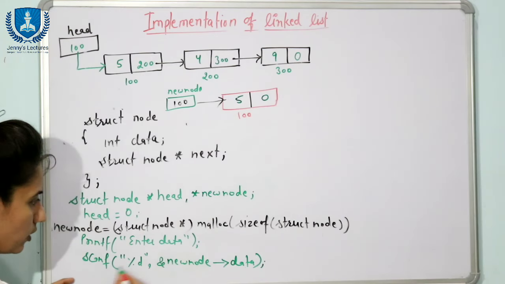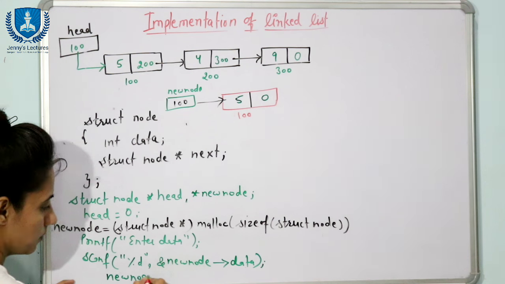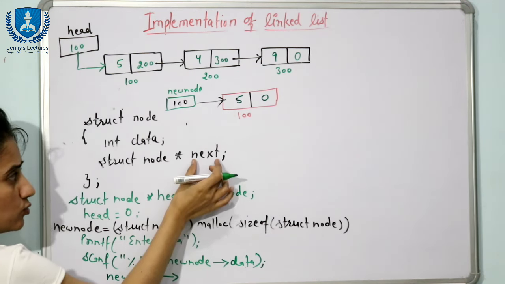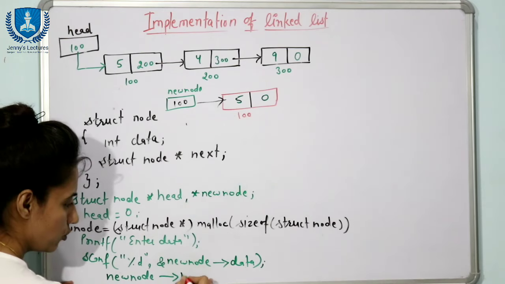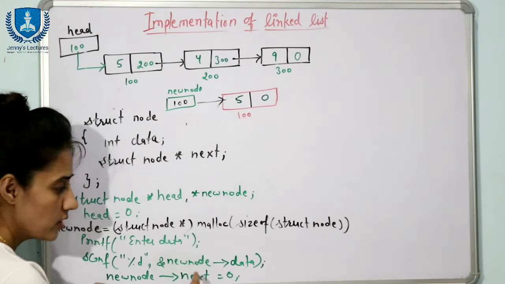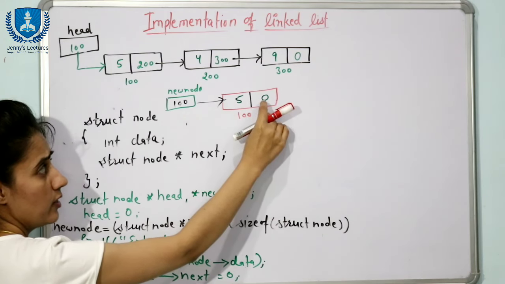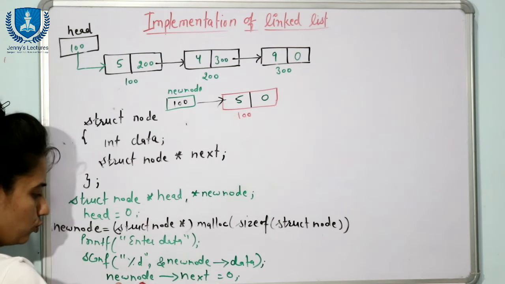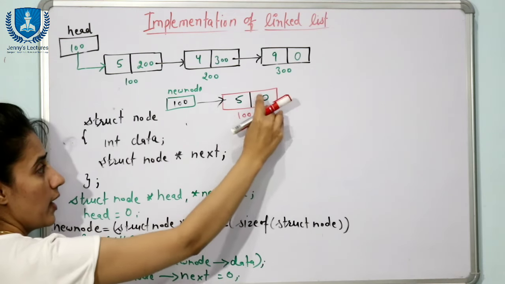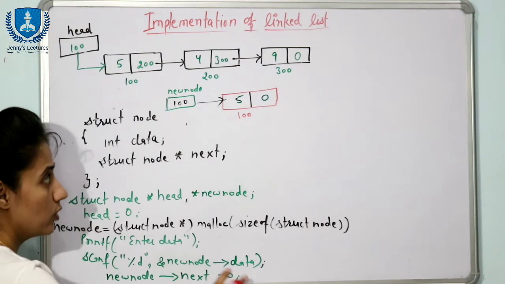So here you can write this new node, arrow operator, and for this part the pointer name is next. So here you can write next is equal to 0. This is how we are going to access the structure member. See, this address part also we can access using this pointer. We use the name of that pointer, then the arrow operator, and then the name of this part, which is next. So next is equal to 0.